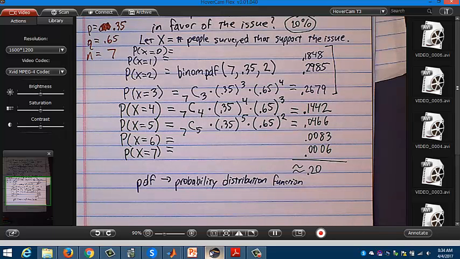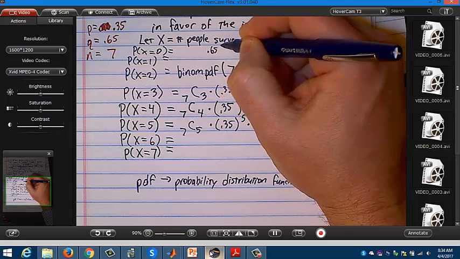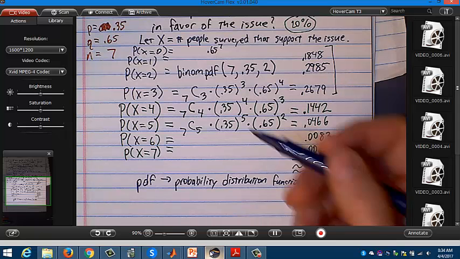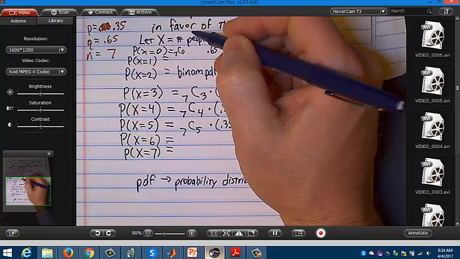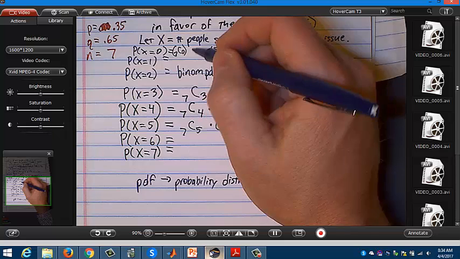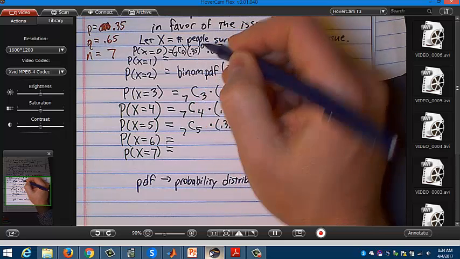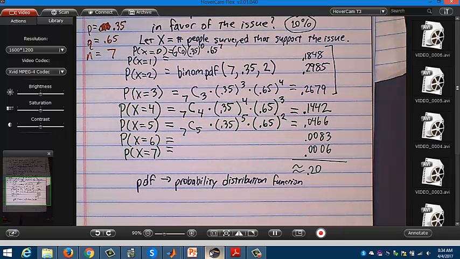The chances of everyone being opposed, you could say, is 0.65 to the 7th power. Why is that? Well, because what's the rest of it? The rest of it is 7 choose 0, but that's 1, times 0.35 to the 0, but what's anything to the 0 power? 1. So really, it's just 0.65 to the 7th, right?